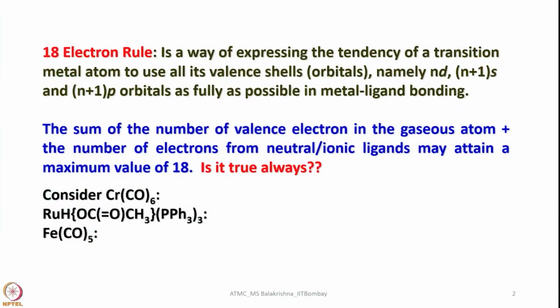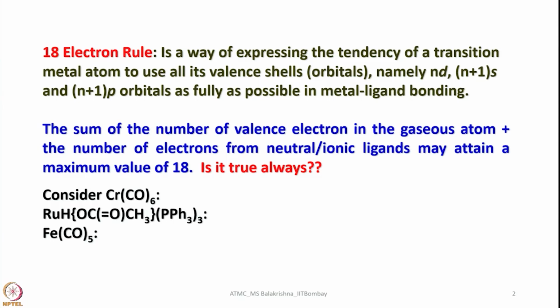First of all, let us look into what the 18 electron rule is. It is a way of expressing the tendency of a transition metal atom to use all its valence shell. When we talk about transition elements, we have 3 types of valence orbitals, that is the nd orbitals, the (n+1)s orbital and the (n+1)p orbitals. That means we have a total of 5 plus 1 plus 3, 9 orbitals with a capacity of 2 electrons each, meaning 18 electrons. So, these metals have a tendency to have as many electrons as possible in their valence shell, so that they end up with 18 electrons, and that is called the 18 electron rule.